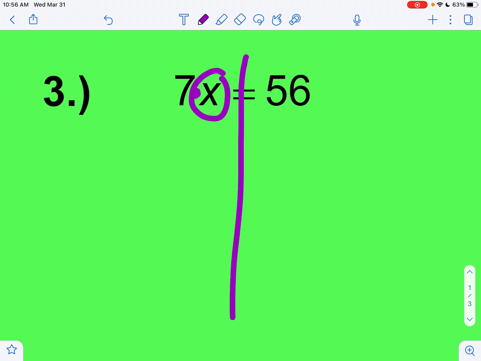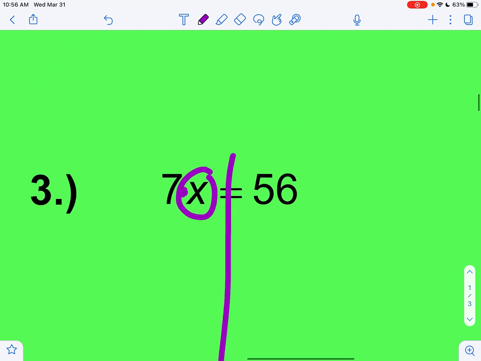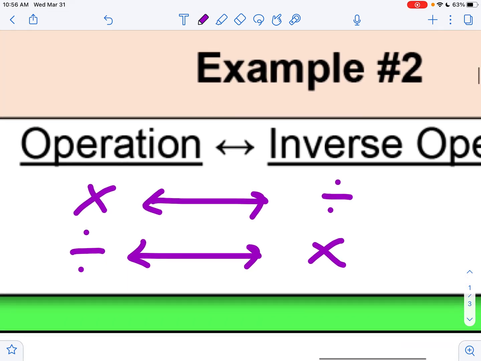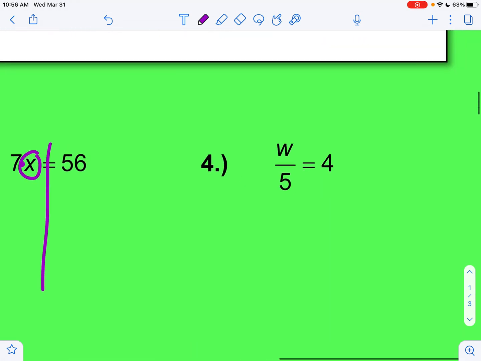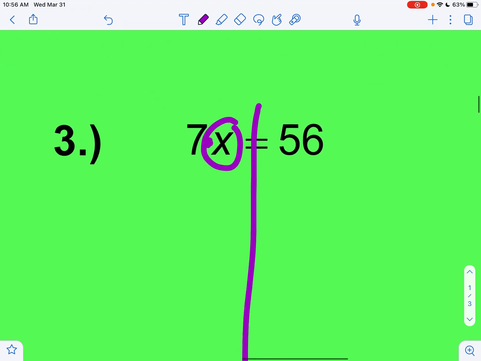We need to do the opposite of times. What's the opposite of multiplying? If you don't remember, look up here. The opposite of multiplying is dividing. So what we are going to do is divide both sides by 7 to get rid of that 7. You could either write divide by 7, or I like writing a fraction, divide by 7. And remember, if we do it to one side, we have to do it to the other.